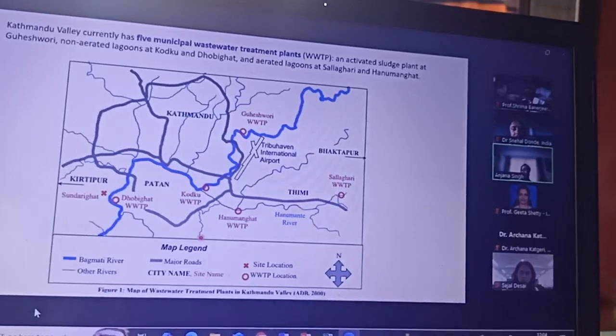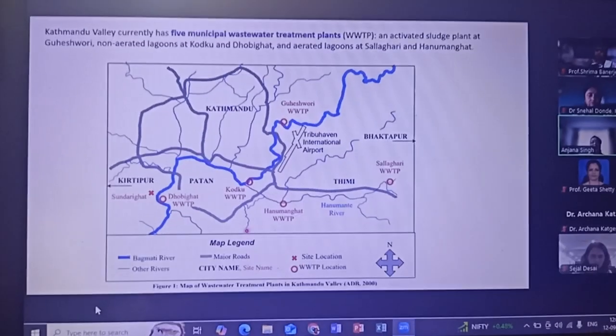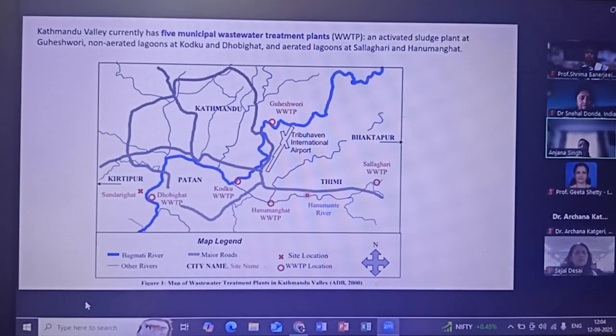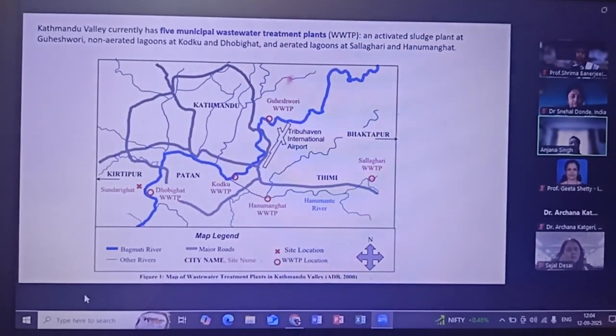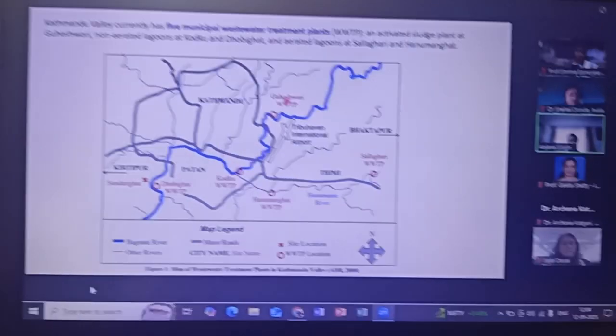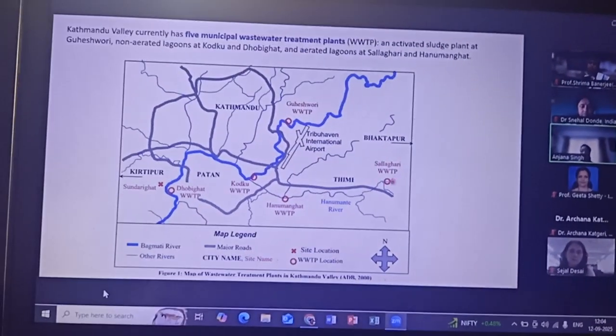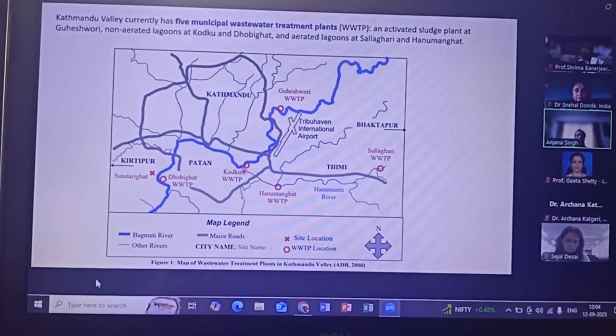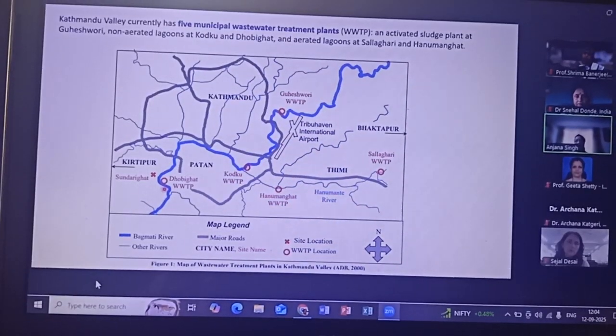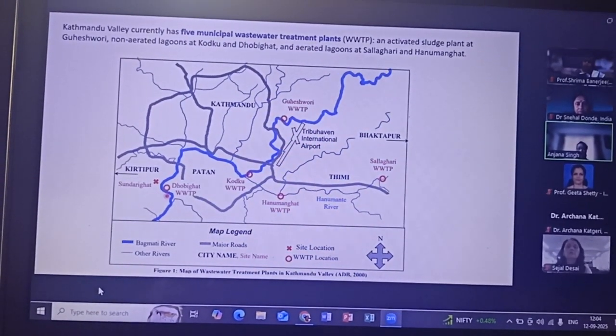It runs down through the Kathmandu Valley. However, there are 5 municipal wastewater treatment plants, which is though not enough right now. The red areas which I have marked here are the places where there are 5 municipal wastewater treatment plants.